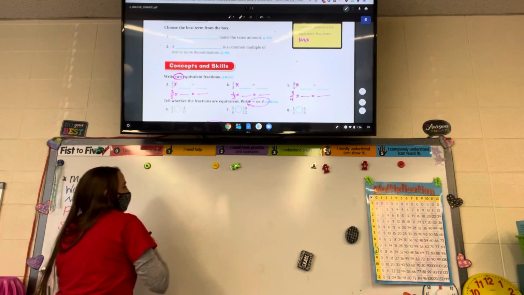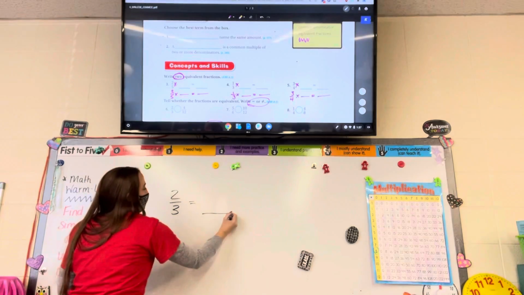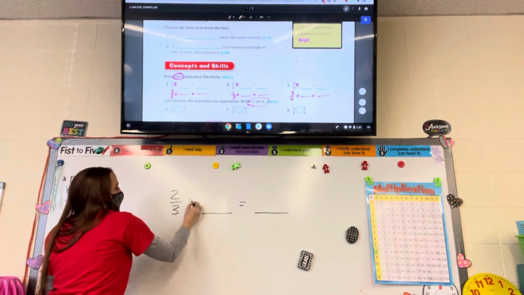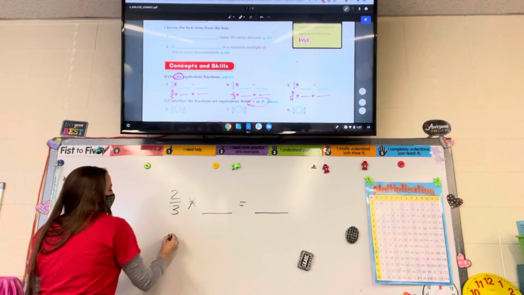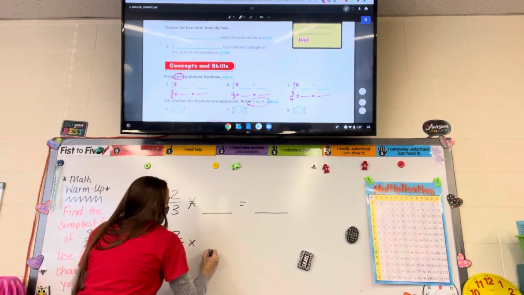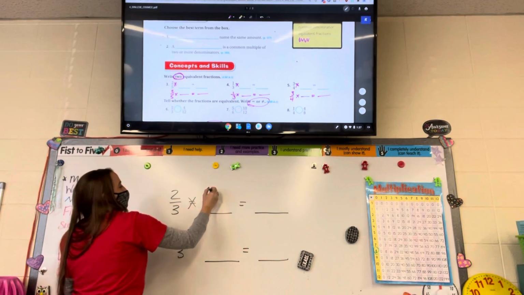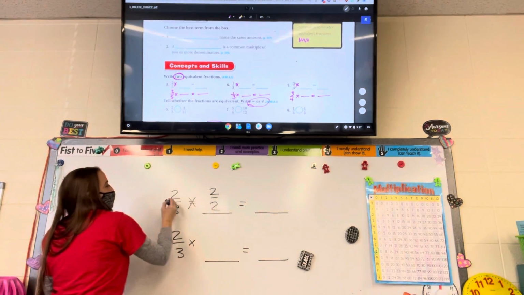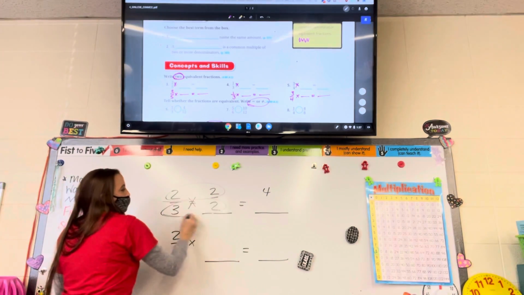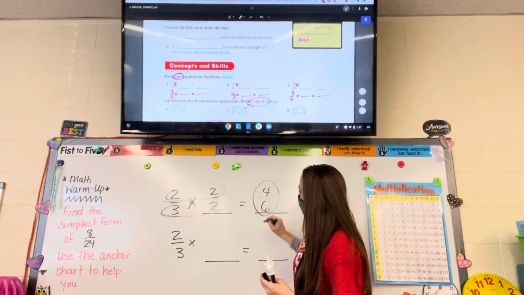this is how you do it. This is what they've given you. 2/3 equals blank equals blank. I crossed out that equals and put times and then wrote 2/3 times blank equals blank. I'm going to just do 2 over 2. 2 times 2 is 4. 3 times 2 is 6. So 4/6 is my first answer.